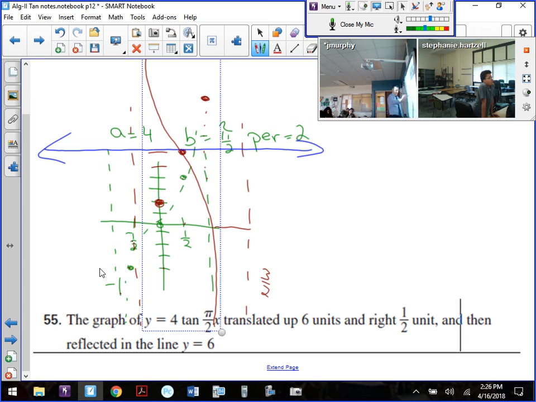So your new equation would be negative 4 tangent pi over 2 x, and then we had to go to the right, what? 1/2. So was that minus 1/2 or plus 1/2? Minus 1/2. And our k value? Plus 6. And do you have to put the k value at the front or the back, or does it matter? Doesn't matter. Could you have done that without graphing it? Absolutely. If you understood the terminology, by all means.